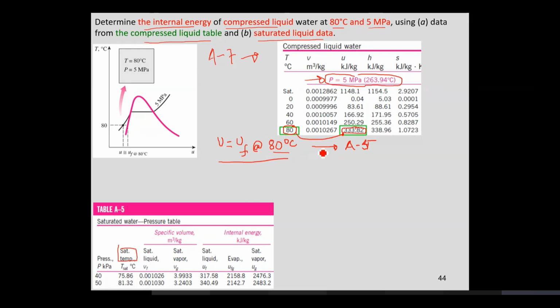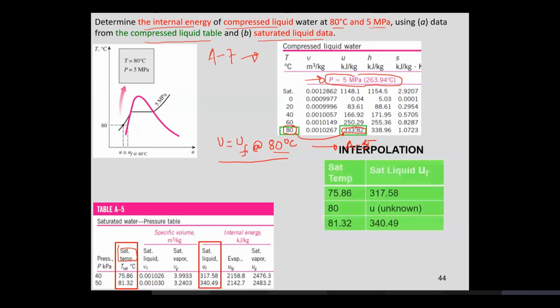80 basically falls between these two temperatures. So you'll again do the interpolation. You'll construct the table for saturated temperature and saturated liquid internal energy. So you have these values given to you, 75.86 is given to you, and the corresponding internal energy is given to you. The saturation temperature 80 degree centigrade is given to you. Internal energy is not known to you, and this is the upper limit for the temperature and internal energy that you extracted from table A5.